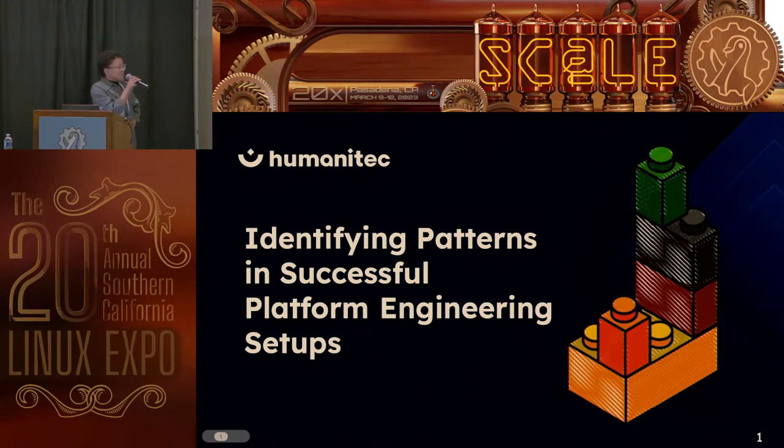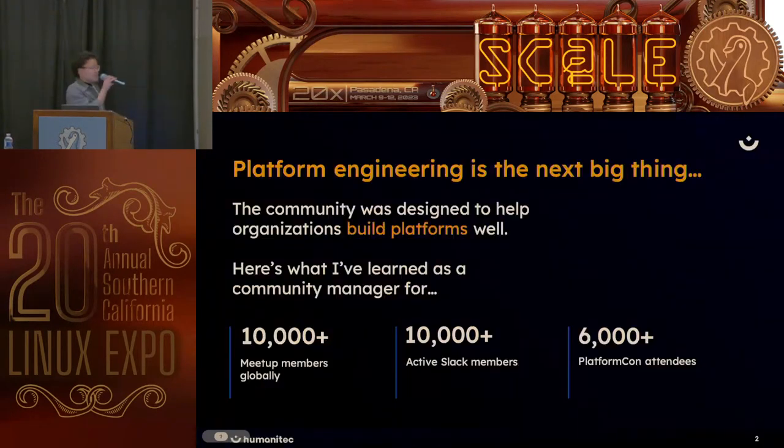Today I'm going to dive into some patterns that I've seen among some successful platform engineering setups. The capacity in which I'm able to observe these trends and patterns is from the platform engineering community. We're a virtual first community. We have a Slack channel with over 10,000 members. We also have over 10,000 members in our meetup groups, which are in cities like New York, San Francisco, Tel Aviv, London, all over the place.